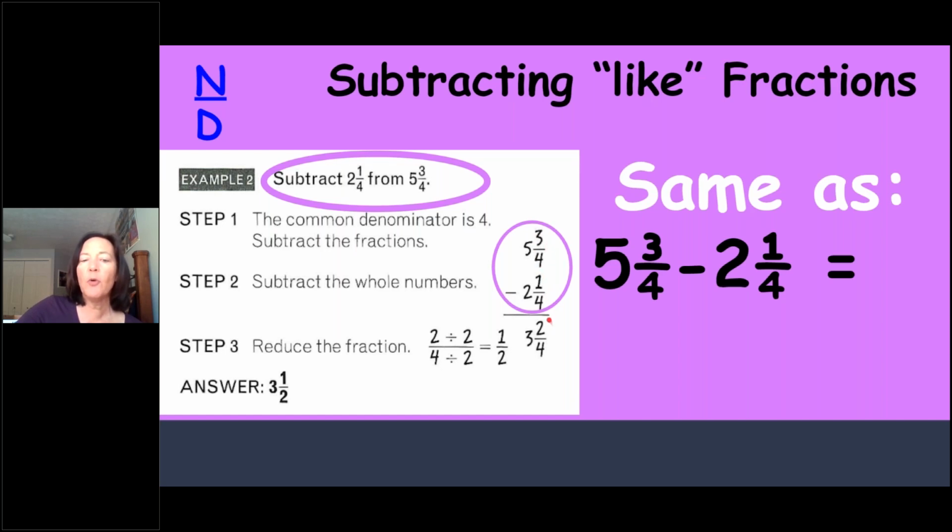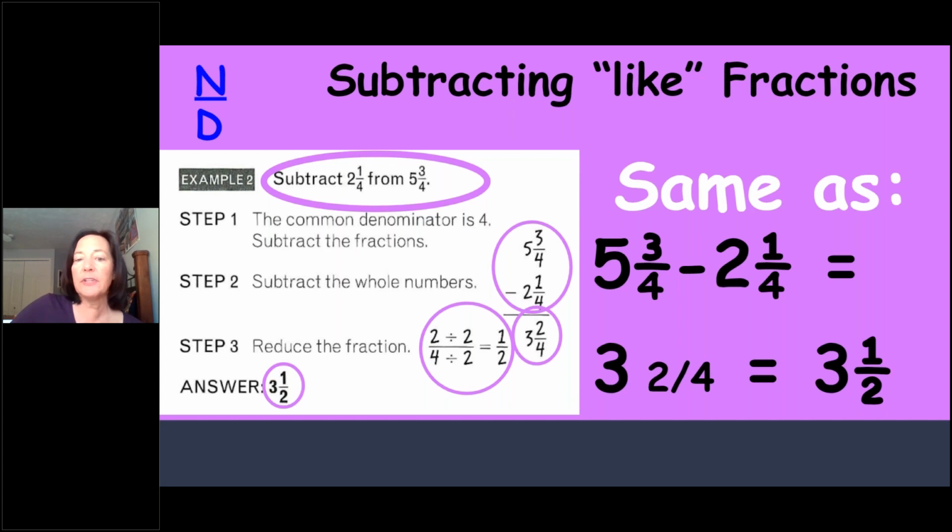3/4 minus 1/4 is 2/4. And now I can subtract my whole numbers. 5 minus 2 equals 3. And so my answer is 3 2/4. Again, that's not proper form. I'm going to have to reduce 2/4 to be 1/2. And my final answer is 3 1/2.